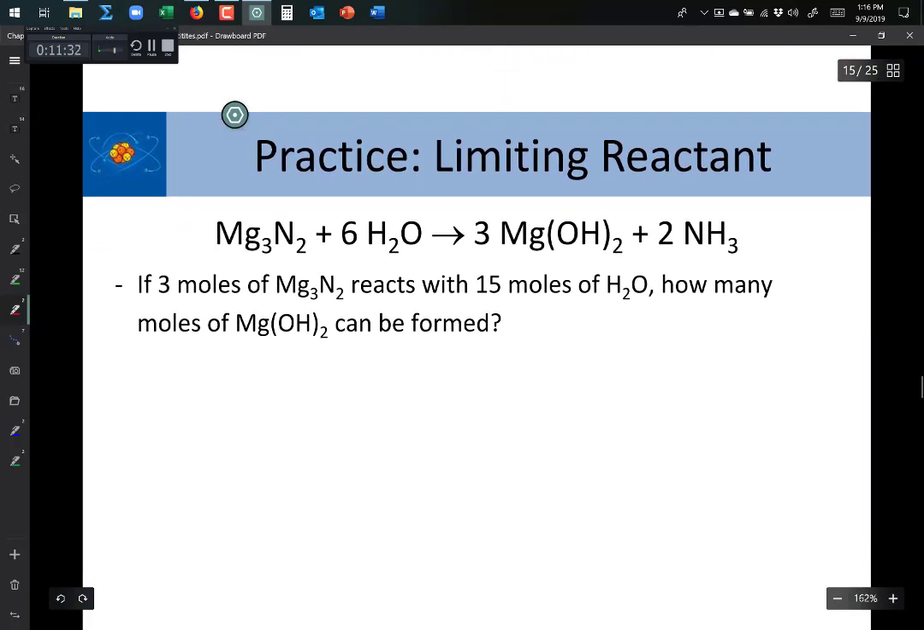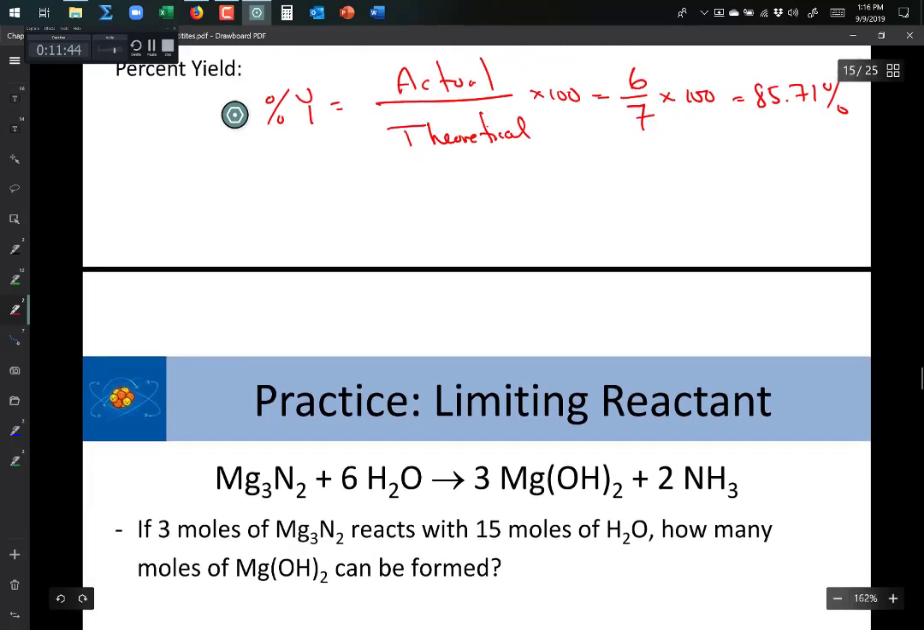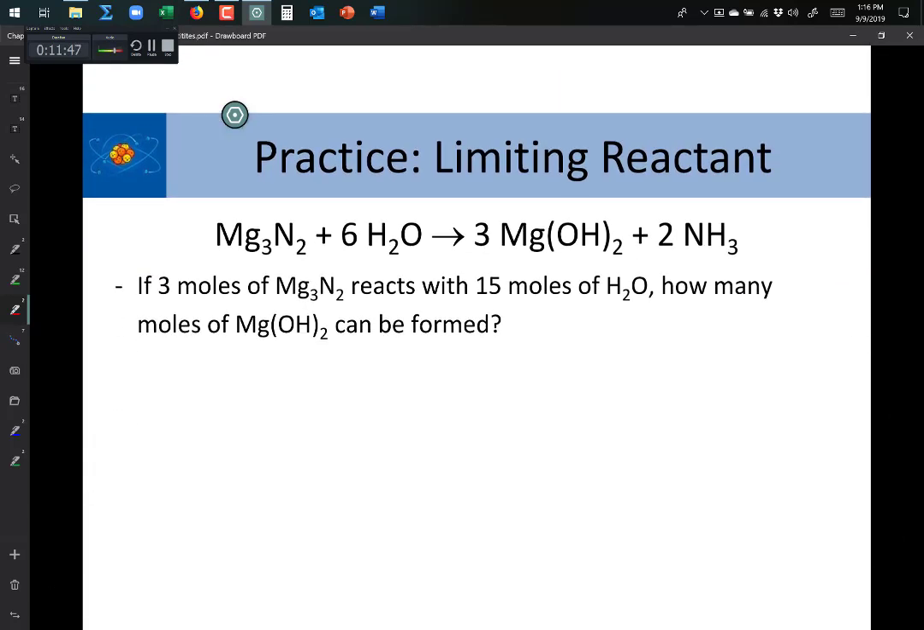Okay, so we'll practice it with this. I can leave that up there for a second longer. Recognizing a lot of these problems, you're going to have to write the reaction. That's what we've been working on last week. Now it says if 3 moles of magnesium nitride react with 15 moles of water, how many moles of magnesium hydroxide can you form? So one of those is the frames, one of those is the wheels, right? And it's not a 1-to-2 ratio, it's a 1-to-6 ratio. See that? But it's the same concept.